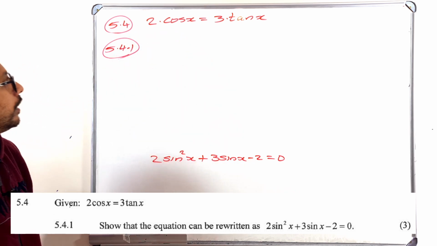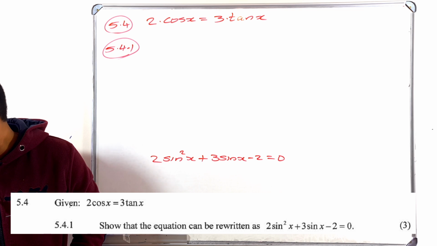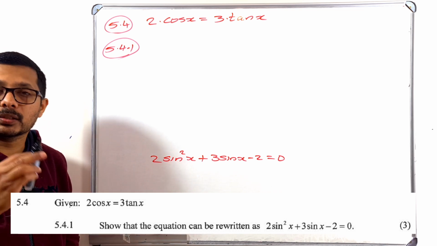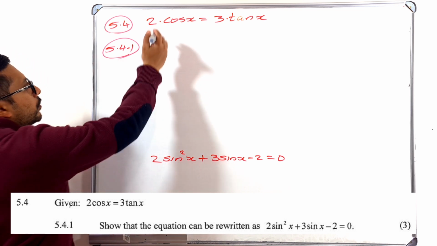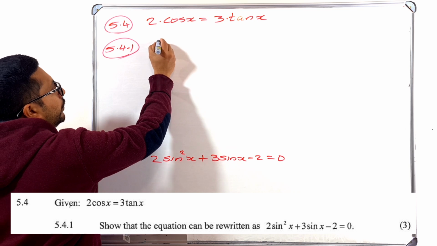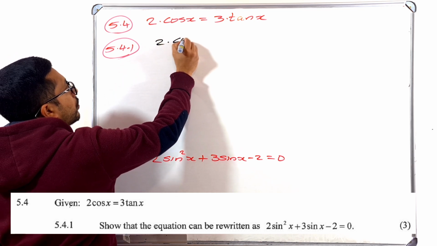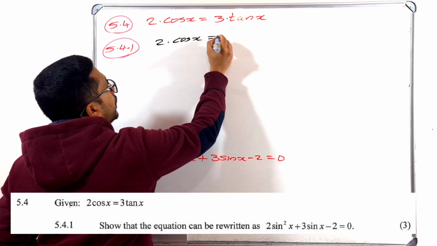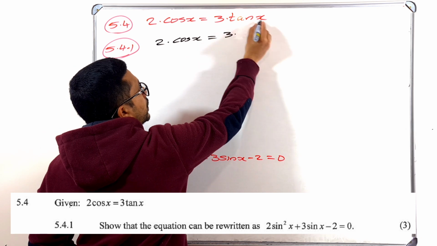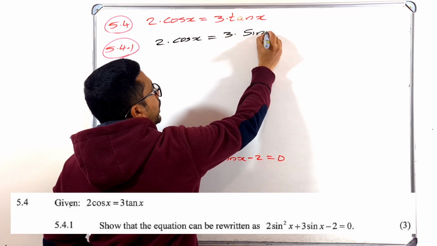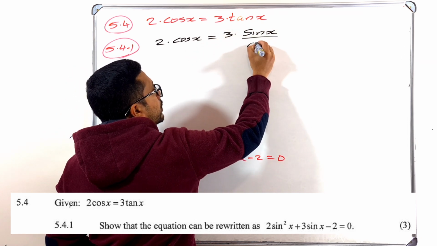Okay, that's all. Now we know that tan x is sin x by cos x. So let's write what we know now: 2 into cos x is equal to 3 into tan x, and we can write tan x as sin x by cos x.